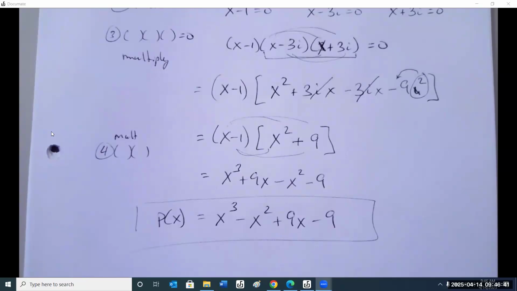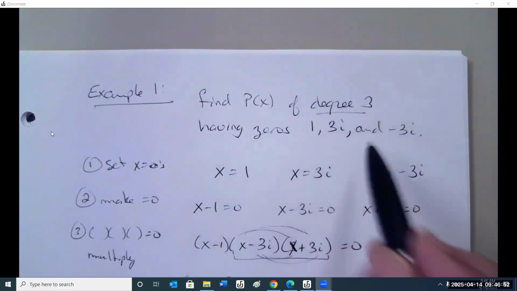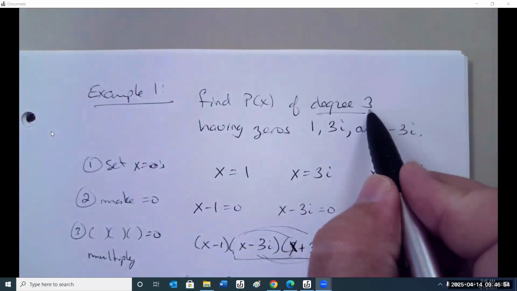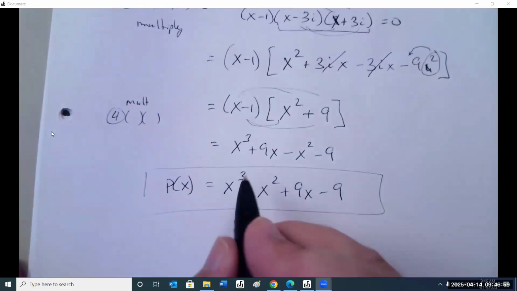Does it satisfy the conditions set forth in the original problem? I need a polynomial of degree 3 with these zeros. Well, it's going to be degree 3 because we have 3 zeros. And sure enough, the degree is 3.